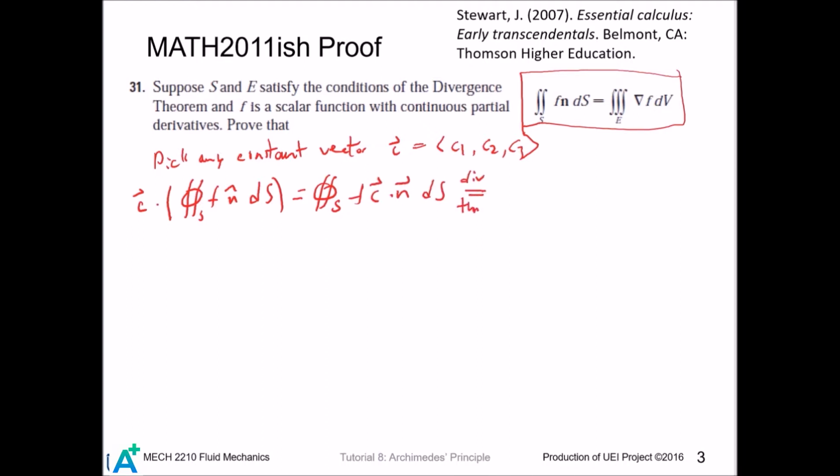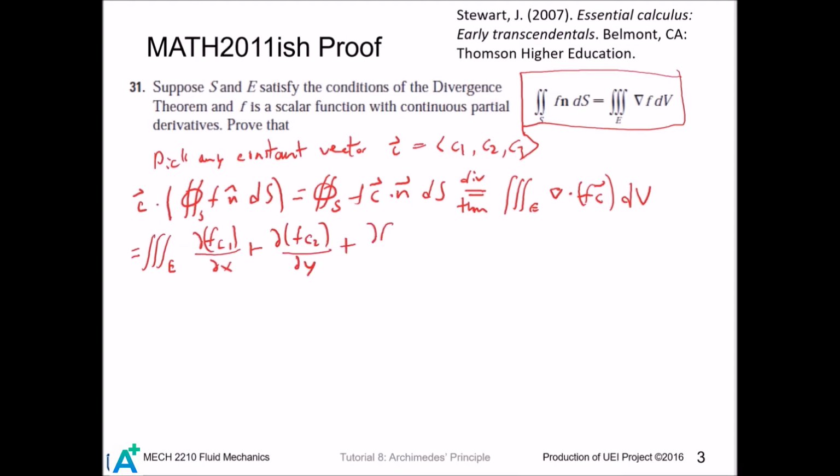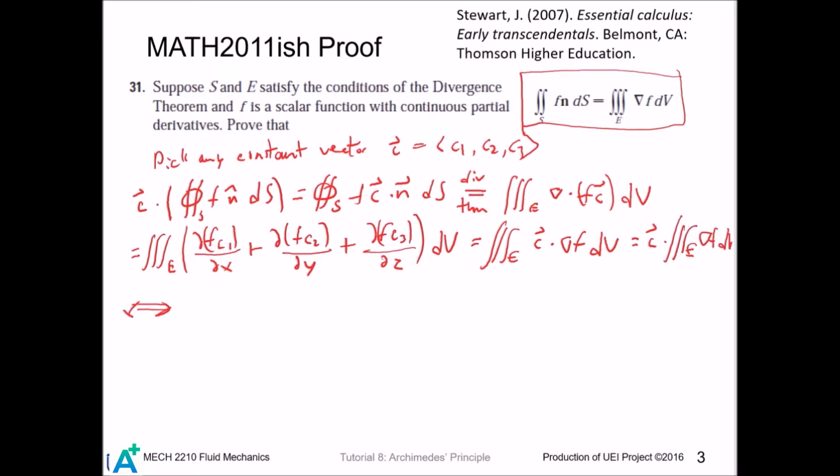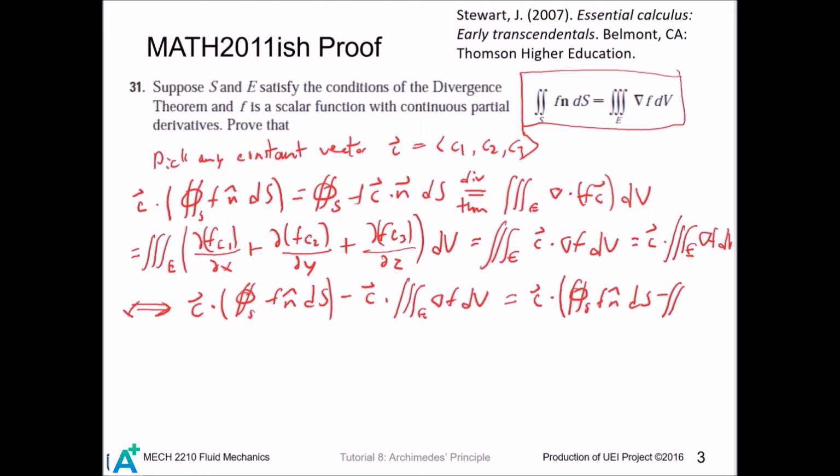And by the divergence theorem, we can bring the constant vector out again. So we have the constant vector dot, and we can factor the constant vector out, and this thing equals 0. So what it says is any constant vector dot this thing goes to 0.